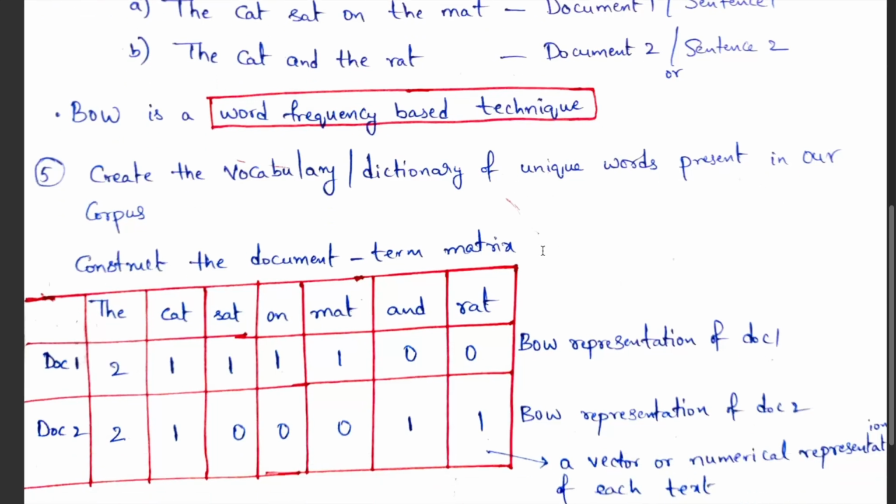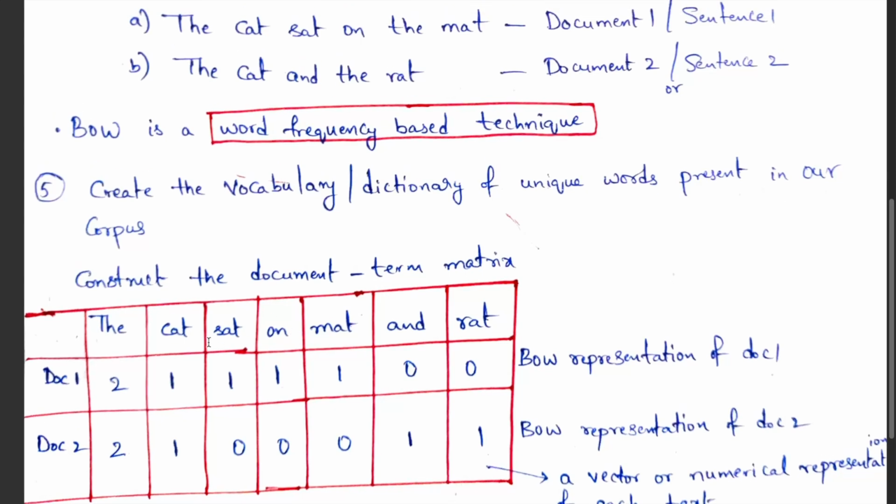The next thing that we need to do is construct the document term matrix. So what is this document term matrix? It is basically a matrix containing all the documents as rows and all the unique words or terms as columns, and for each document we represent how many times that particular term or word in our vocabulary has appeared in our document. So I have written document 1, document 2 and all the vocabulary that we have created.